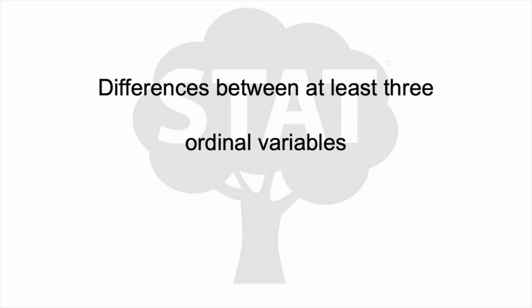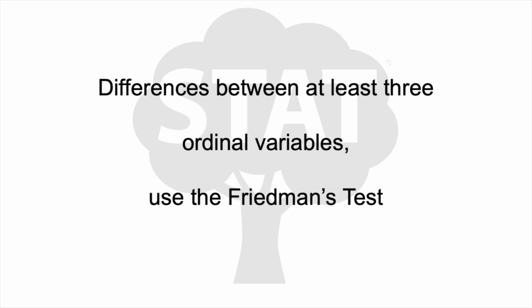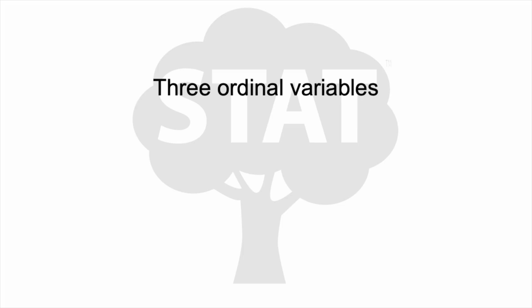To test whether there are differences between three or more ordinal variables, the Friedman's test would be appropriate. This test is similar to the Repeated Measures ANOVA, but for ordinal or non-normally distributed continuous variables. You will need three ordinal variables or three continuous variables where the assumption of a normal distribution for the variables has not been met in order to run this test.